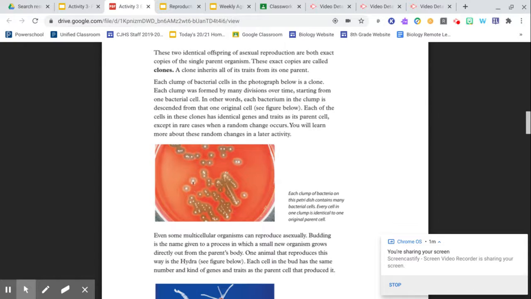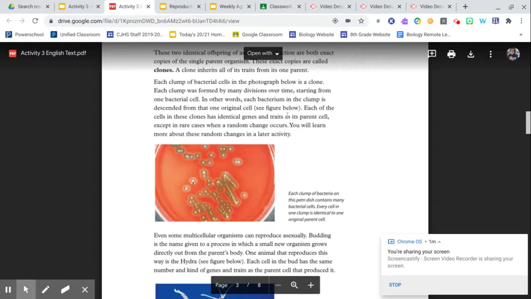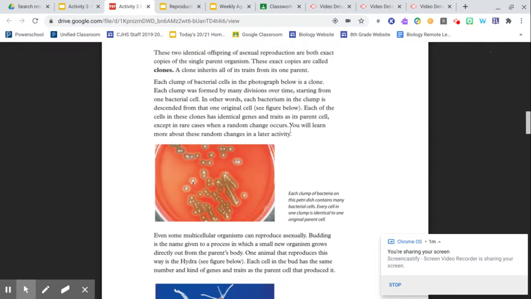Side note, remember, genes are what the genetic information is carried on. It's inside your cells in the form of DNA. The traits are what is expressed. This was covered in the reproductive choice board too. Except in rare cases when a random change occurs. You will learn more about these random changes in a later activity.